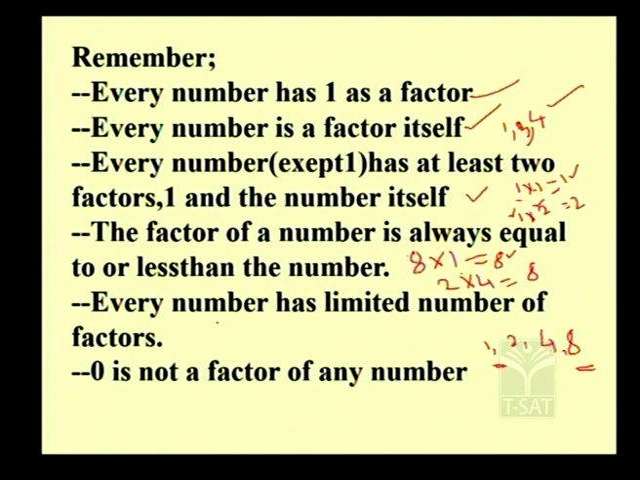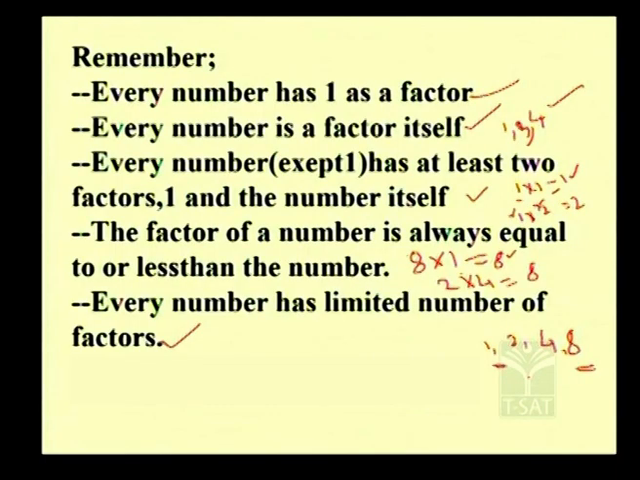So, every number has a limited number of factors. Why? Because when we write multiples of a number, we have infinite multiples of the number. But when we write factors of a number, we already know that the factors of a number are equal to or less than that number. That means we are observing on the screen that 8 has the limited factors 1, 2, 4, 8. So, we can write only limited factors.